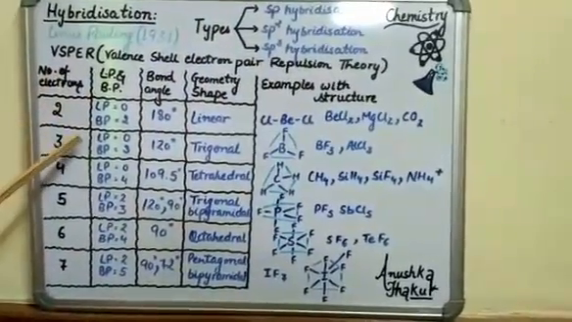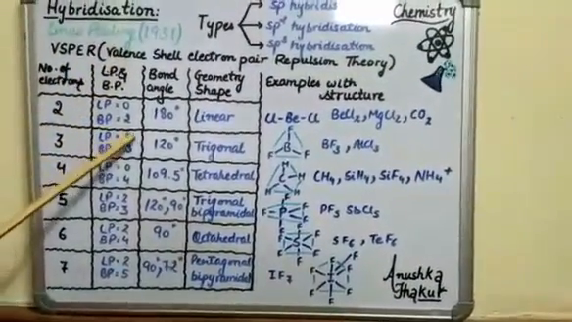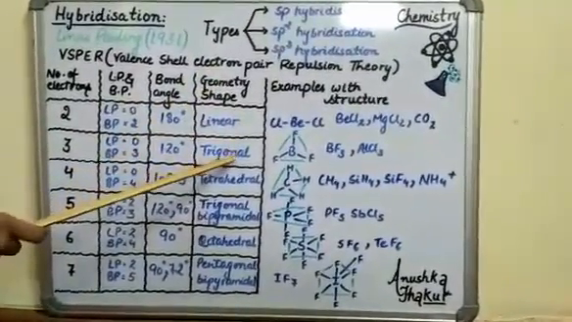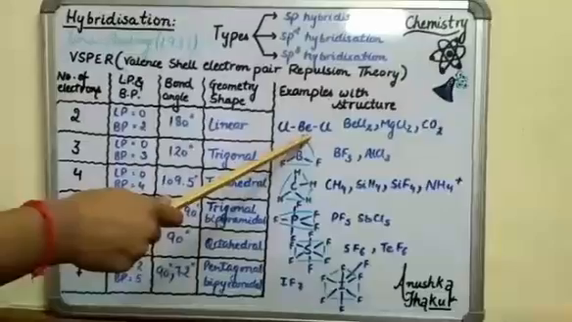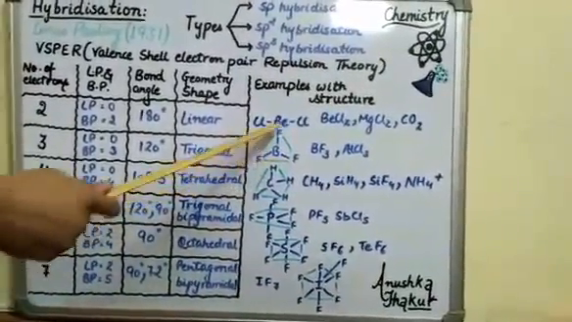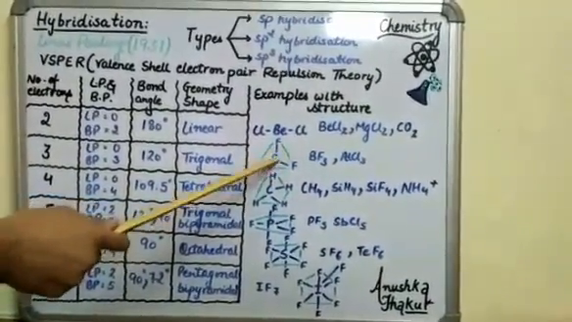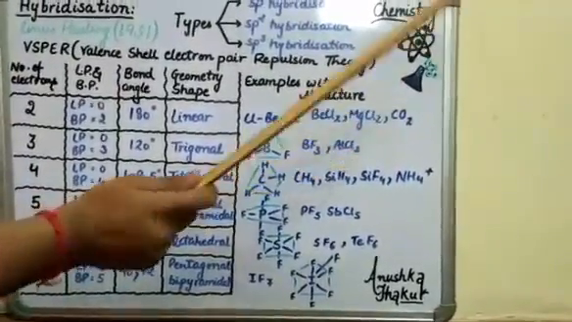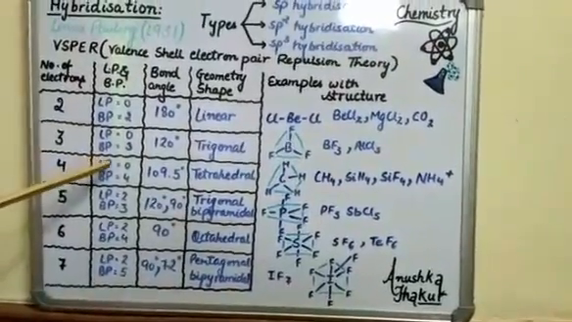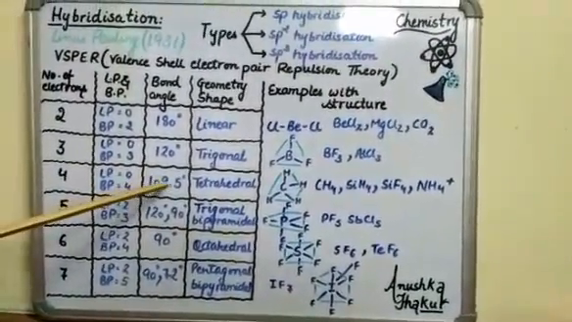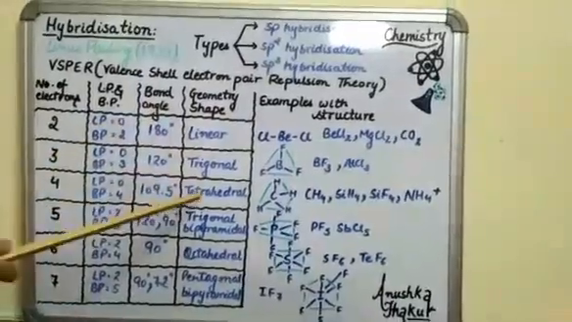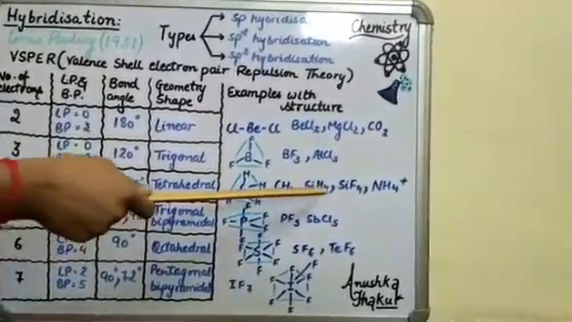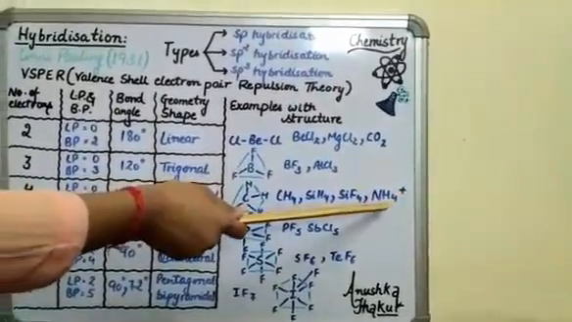The number of electrons third is 3: lone pair 0, bond pair 3. Bond angle is 120 degrees and the geometry is trigonal. Trigonal is in triangle shape. In this there is no lone pair and the bond pair is 3. For example BF3, in which B is inside and there are 3 F. AlCl3 is the other example. Then 4 electron pairs: lone pair 0, bond pair 4, 109.5 degree bond angle and tetrahedral shape. You can see here the tetrahedral. Examples are CH4, SiH4, SiF4, NH4 positive.